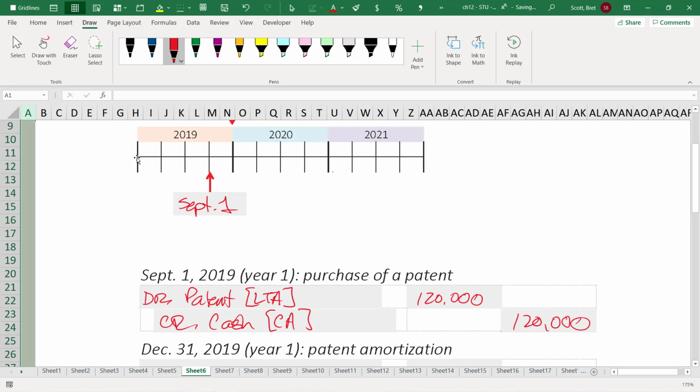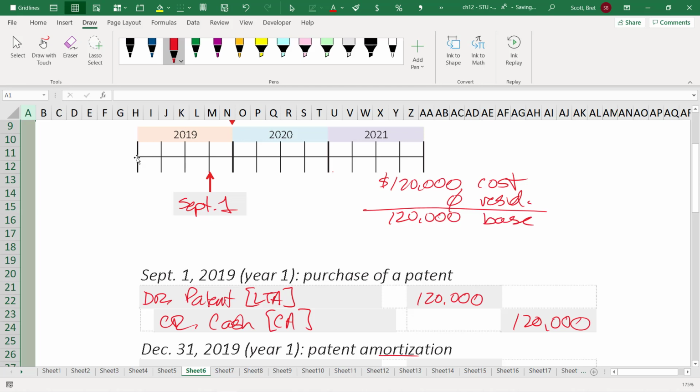Now, logical question: what happens 3 months from now when the end of 2019 approaches? Well, we're probably going to have some sort of amortization, not depreciation, amortization. What does that involve? It's a similar process to what we've seen before when we looked at tangible assets like equipment. In this case, we have a cost of $120,000. It doesn't say anything about a salvage value or residual value, so just assume zero residual value.